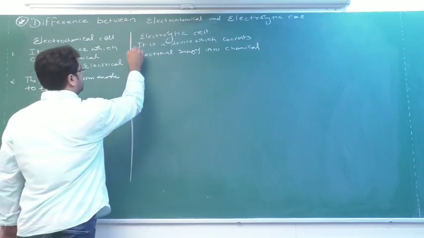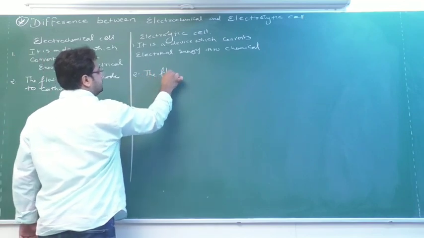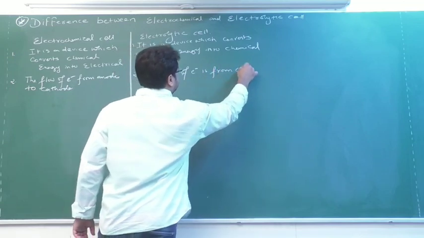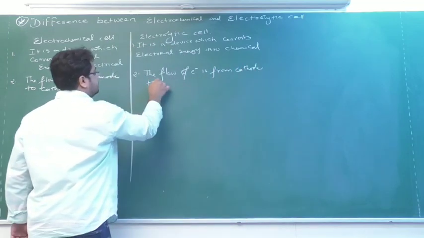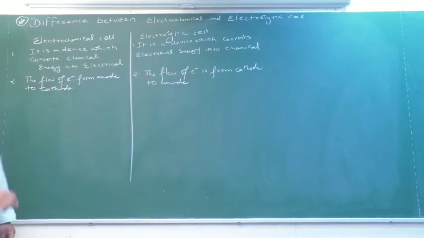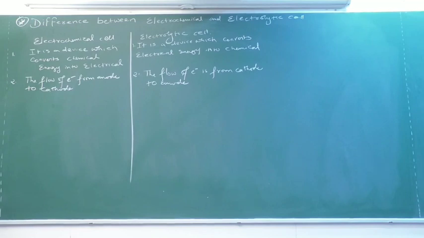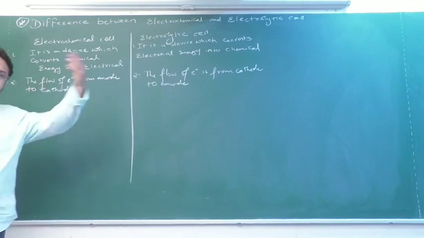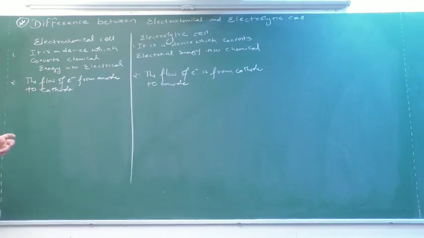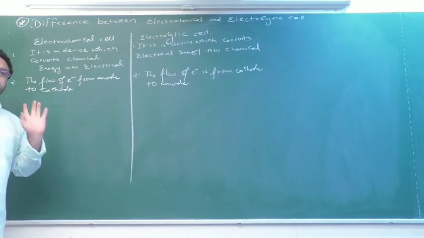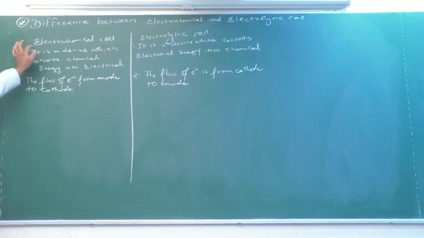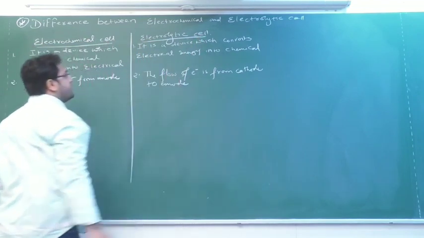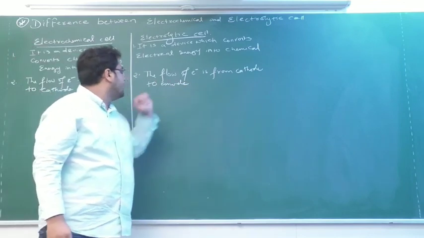Here the flow of electron is from cathode to anode. Last class we saw that in the electrochemical cell zinc was the anode and copper was the cathode. Electrons were transferring from zinc to copper. So the flow of electron is from anode to cathode in the electrochemical cell. The electrolytic cell will be reverse: the flow of electron is from cathode to anode.